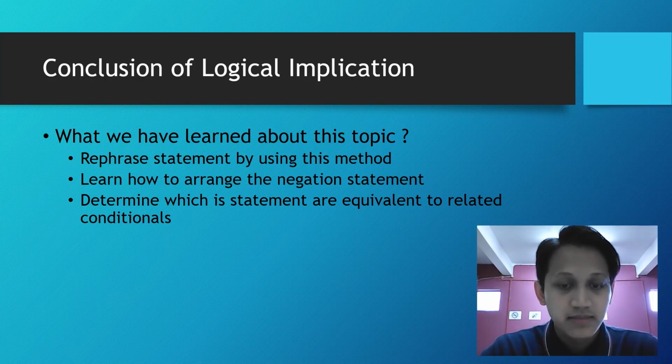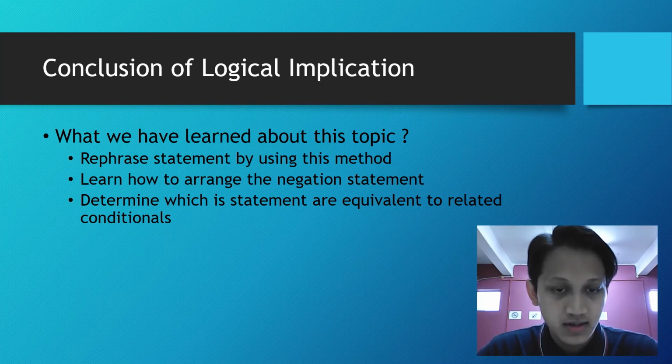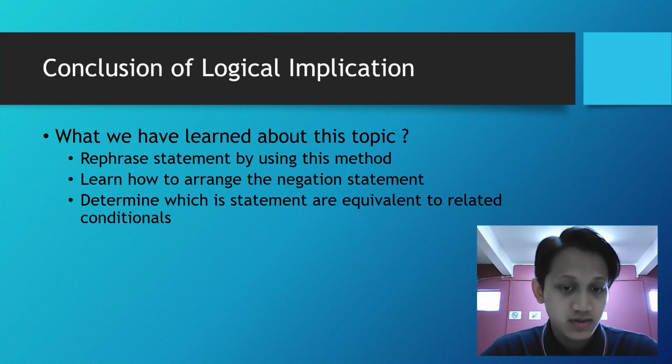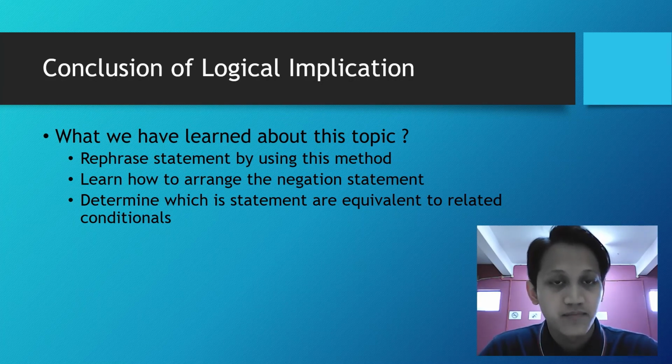Lastly, determine which statements are equivalent to the related conditional. In addition, there are three important forms of conditional statement, which are converse, inverse, and contrapositive. Converse just swaps both sides. Inverse is obtained by negating the antecedent and consequent. Lastly, contrapositive is obtained by swapping the sides and adding the negation to both sides.